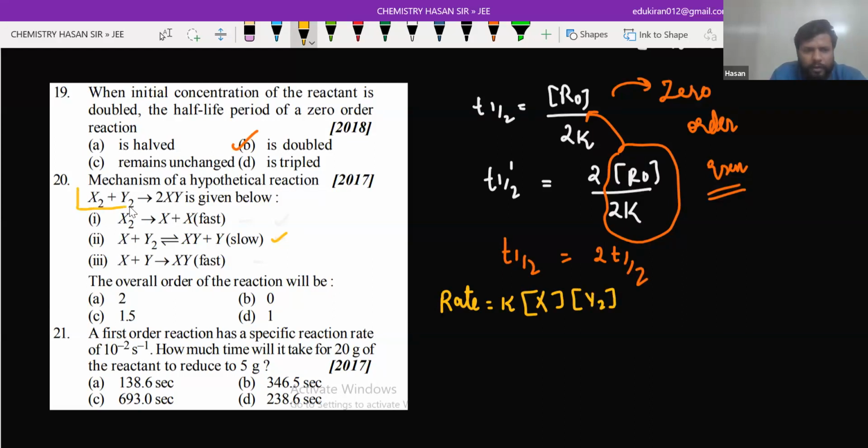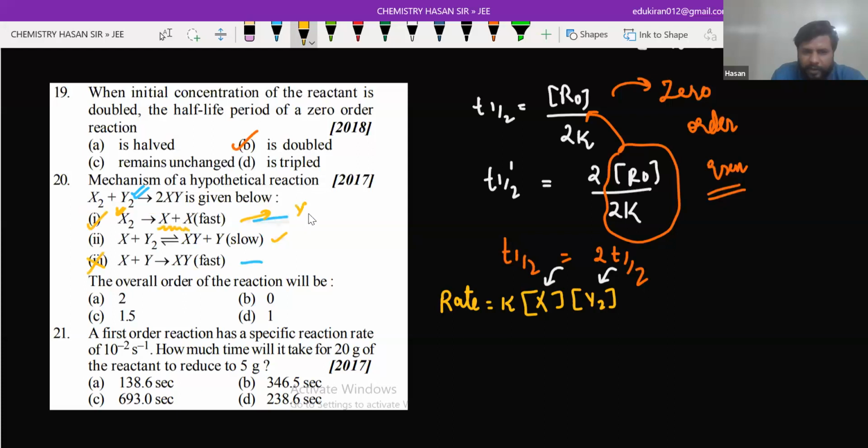Now you will look at the main reaction, X2 plus Y2 giving 2XY, in which Y2 is there but X2 is not there in this. Y2 is present in this rate but X2 is not there. So you are going to find out from the first equation, in which X is present. We don't need Y2 because Y2 is present in the main reaction. We need X2. So you can see X2 is present in the first reaction and there is no X2 in the last reaction. So I'm going to write for this X2.